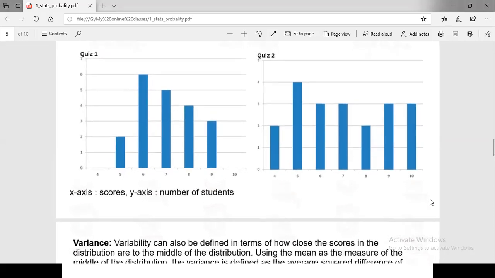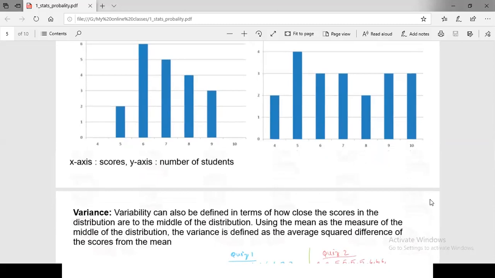Okay. Next, have all of you understood this graph? Yes or no? Yes, sir. So, quiz 1 and quiz 2 graphs. Which one is more spread? Q2. Okay.